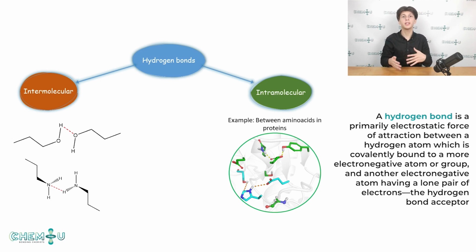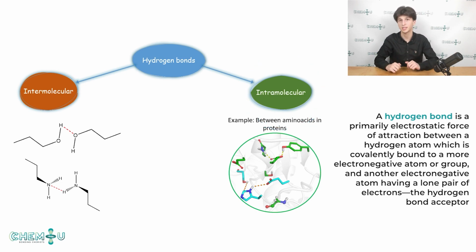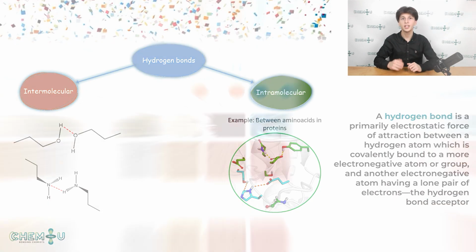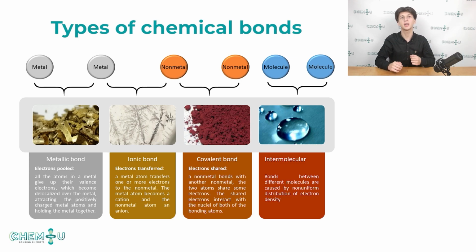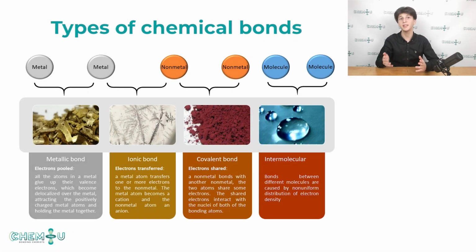Hydrogen bonds can be intermolecular or intramolecular. Once again, intramolecular means that these bonds occur among parts of the same big molecules such as DNA or proteins. You can see both variants of hydrogen bonds on the slide right now. Here you can see once again a table summarizing all essential information about various types of chemical bonds that we mentioned. Don't hesitate to pause the video and inspect the table carefully.